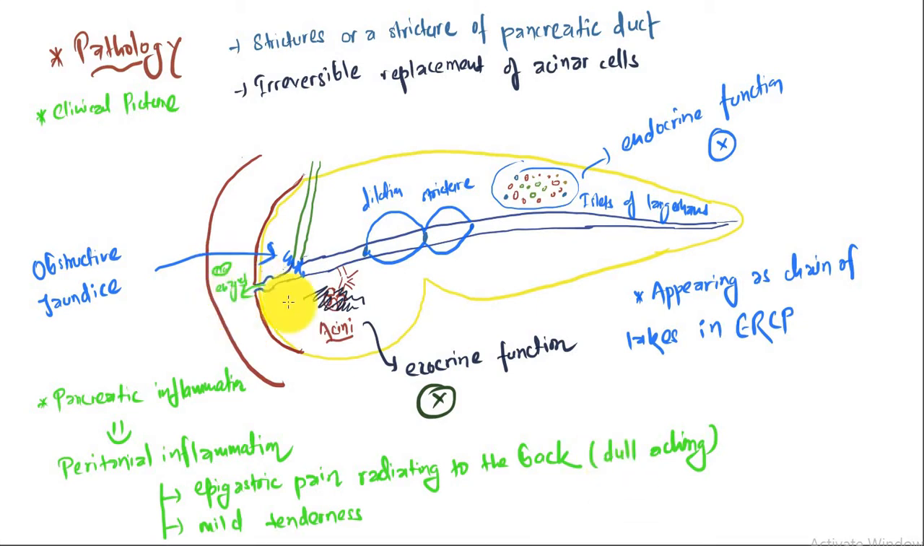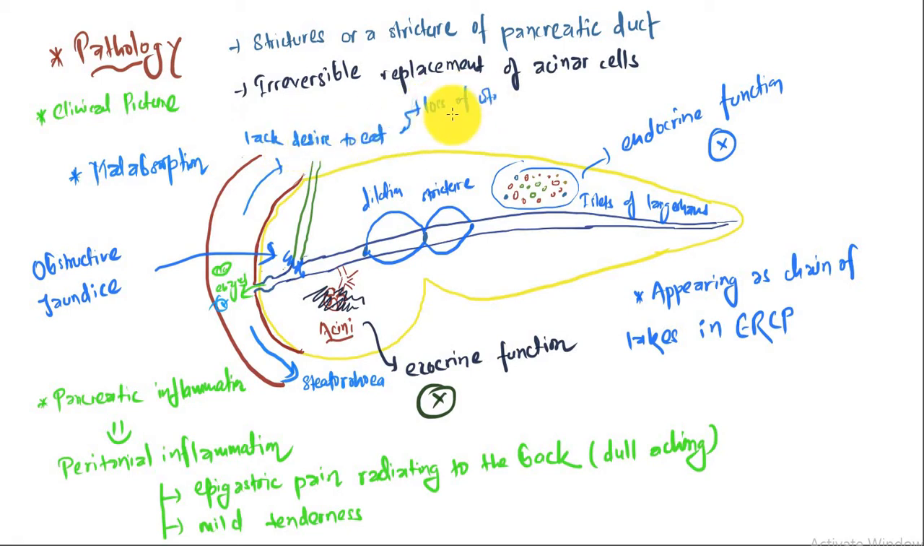So the enzymes act on the fatty foods for the digestion. When this is not happening, there is malabsorption. Thus, the fat will go into the stool, causing steatorrhea. The stool becomes greasy and foul smelling, and there is pain. The patient does not want to eat. Thus, there is loss of weight and weakness in the patient.